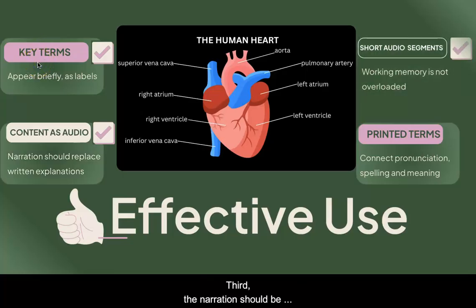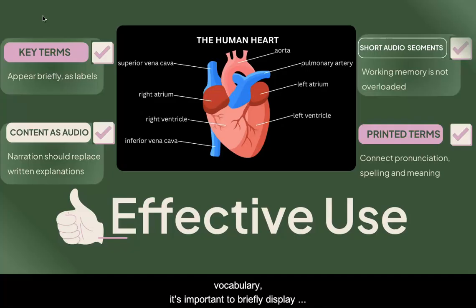Third, the narration should be broken into short, manageable segments. Segmenting the content ensures that learners, particularly those with low prior knowledge or working memory, are not overwhelmed. This allows them to absorb and integrate information at a comfortable pace without overloading either channel. Finally, for technical or unfamiliar vocabulary, it's important to briefly display the printed term on screen while it is spoken. This dual presentation helps learners connect pronunciation, spelling, and meaning, reinforcing retention and comprehension.